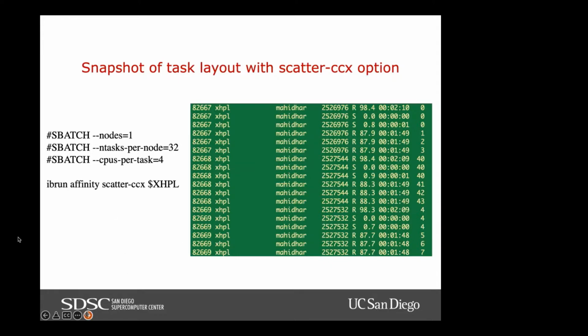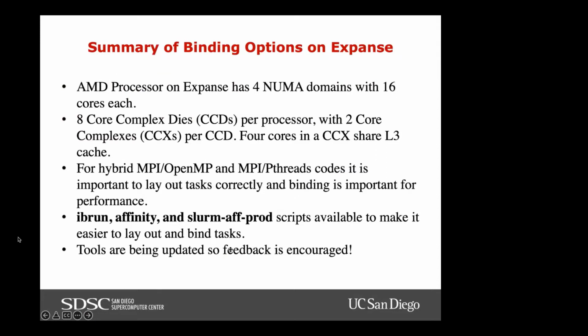So that's how things are laid out. So to summarize, the AMD processor in Expanse has 4 NUMA domains with 16 cores each. And you have 8 core complex dies, with 2 core complexes in each CCD. And the 4 cores in a CCX share an L3 cache, so that's one thing to remember. For any hybrid MPI, OpenMP, MPI pthreads codes, it's really important to lay out tasks correctly.